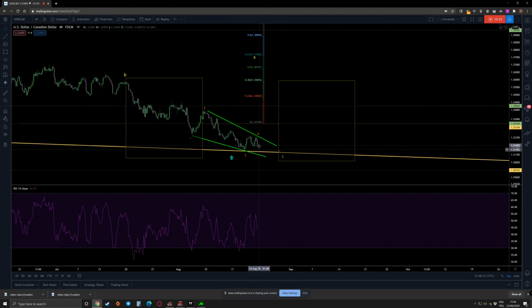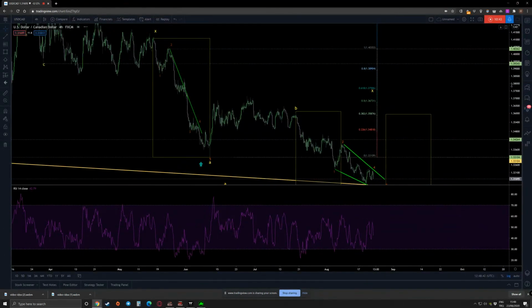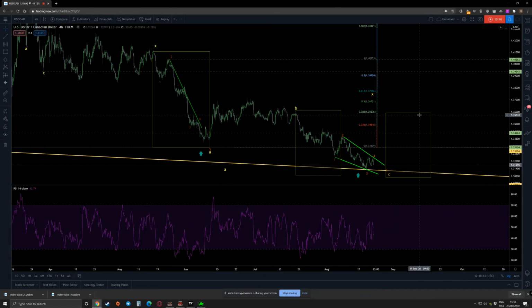What I would like to see is a move to somewhere around here to complete the fifth wave. And I would like that fifth wave, when it is done, to be on this trend line, and also to be on the oversold. Then I would like it. That would be my plan. Okay, guys, I hope this makes sense also, and if you have any questions, do not hesitate to ask me.